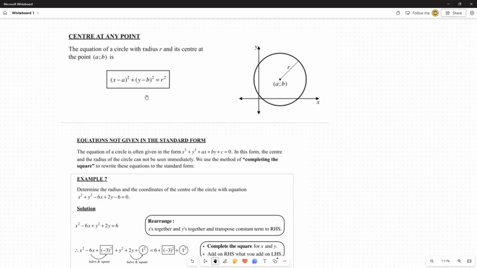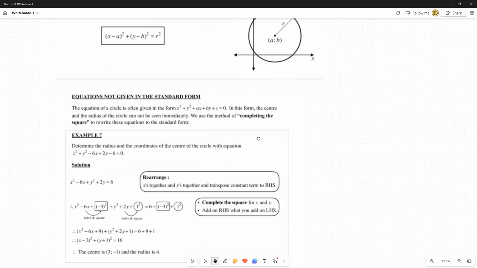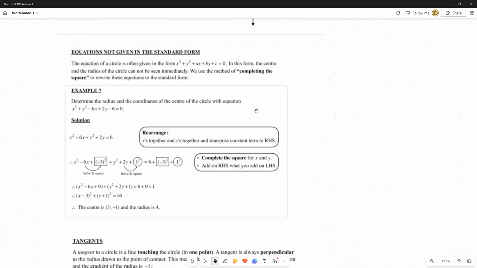With regards to center at any point, this is the equation that we're going to have. Please note that these ones come with a negative in front of them. Please keep the negative there, and it will accommodate either the positive or negative you're going to find with regards to your center. Now, what they love to ask with regards to that equation is for you to take the equation from the not given standard form and turn it into the given standard form by using what we call completing the square.